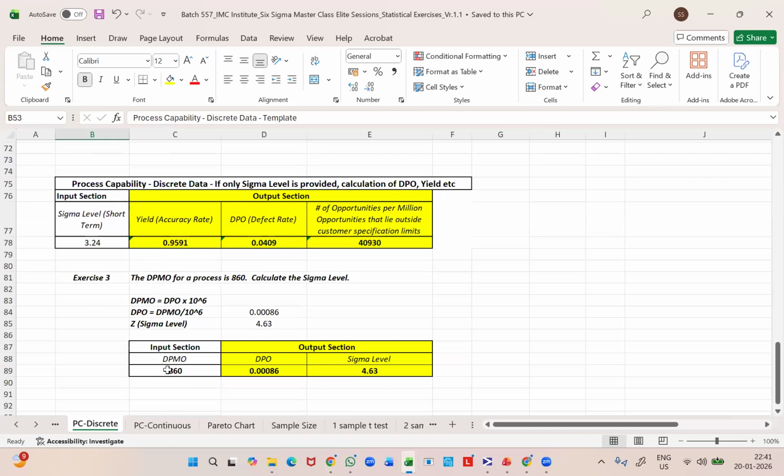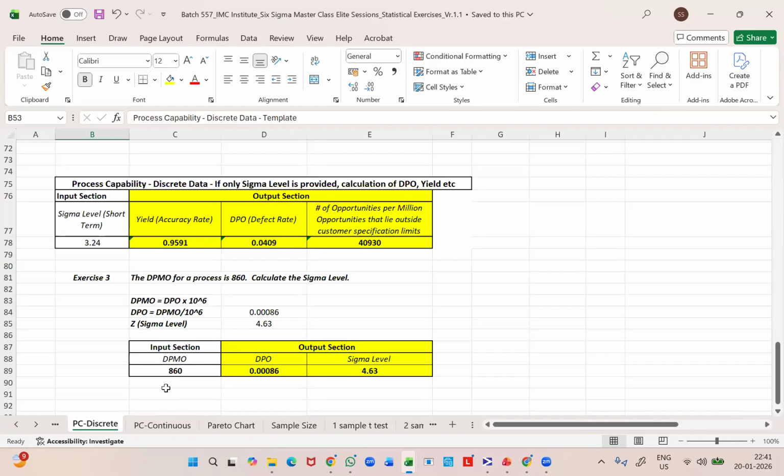Or you can get a scenario wherein they would have provided you with the DPMO value and they will ask you to calculate the sigma level. So we all know that the sigma level can be calculated only with the help of the DPO value. So that being the case, we need to first convert the DPMO value in terms of DPO and then apply the Excel formula to calculate the sigma level. So that is how we would perform the calculation.